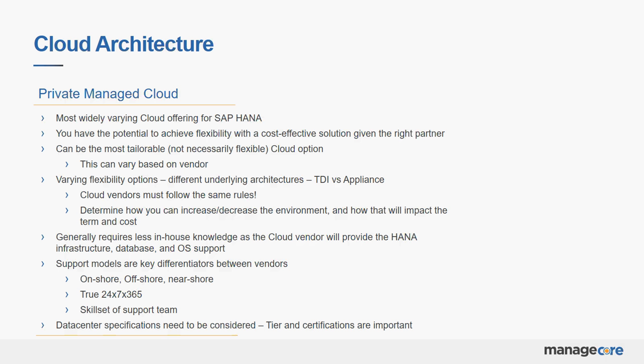Really key questions and key criteria when you're looking at a private managed cloud. And also data center specifications should be considered when you go through that evaluation. Data center tiers for large public clouds are generally the best in the business because they have the best data centers out there. But tier and certifications do come into play with private managed cloud offerings. You want to make sure that they have the right certifications for you, whether it's ISO 27001, some SSAE or SOC type of certifications, and what's their tier? Are they tier 2 data centers or are they tier 4 data centers?